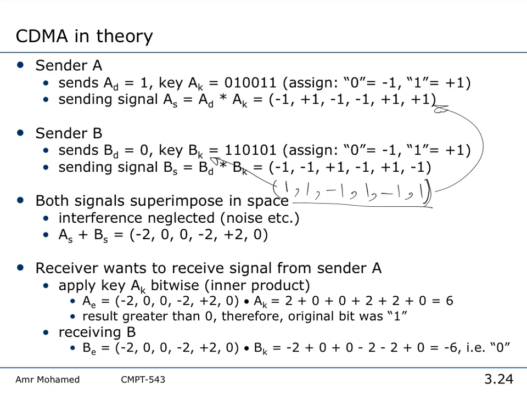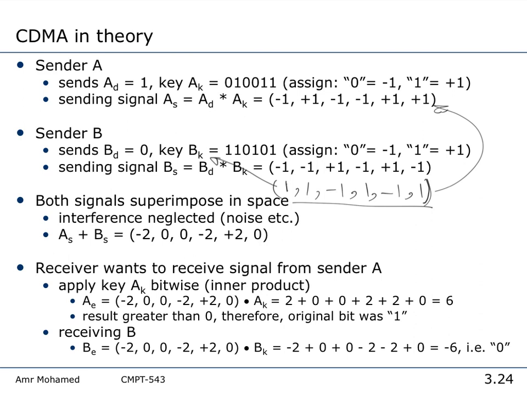So if you send both signals, remember A is sending 1 and B is sending 0. Both of them are sending these two signals, which is the multiplication of the code by the data. When you get the actual composite signal, this is what the receiver will receive. You get the summation: -1 minus 1 is -2, and 1 minus 1 is 0. So you get either -2 or 0 or +2.